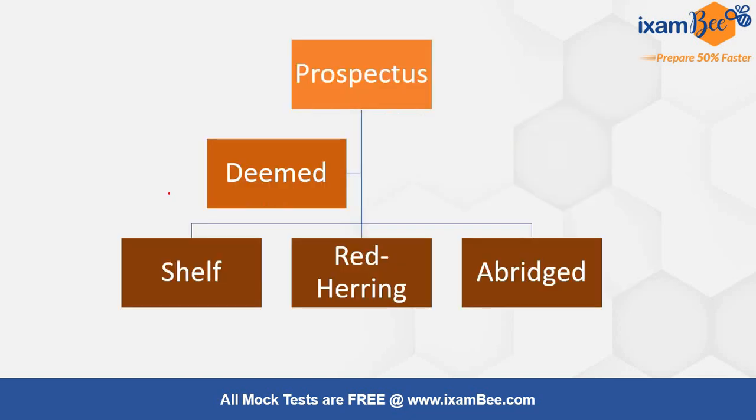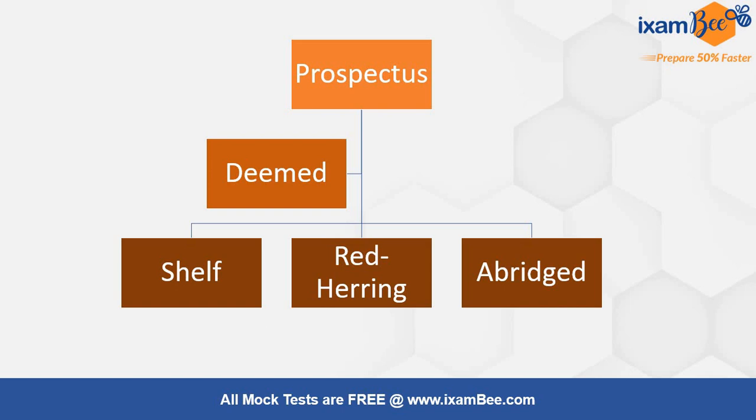Deemed prospectus is a prospectus which is deemed to be a prospectus. It is actually having all the details like those contained in a prospectus. So that's why it is deemed to be a prospectus. Originally, it might not have been made with the intention of making it a prospectus, but it is deemed to be that because of the contents and the objective of a prospectus. If it is being fulfilled by the deemed prospectus, then it can come under this category.